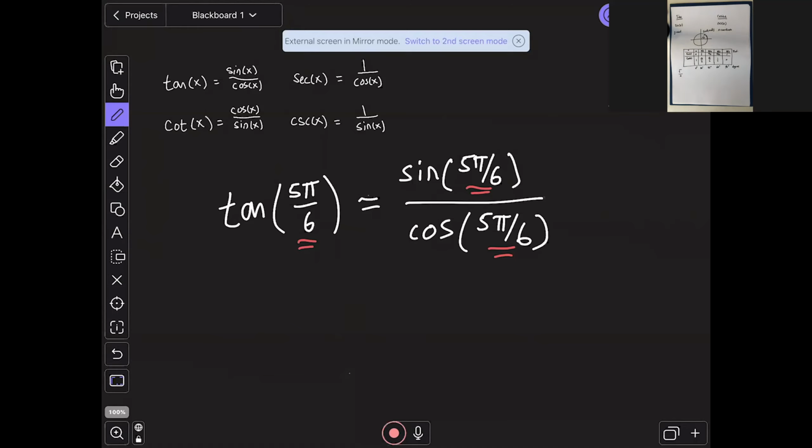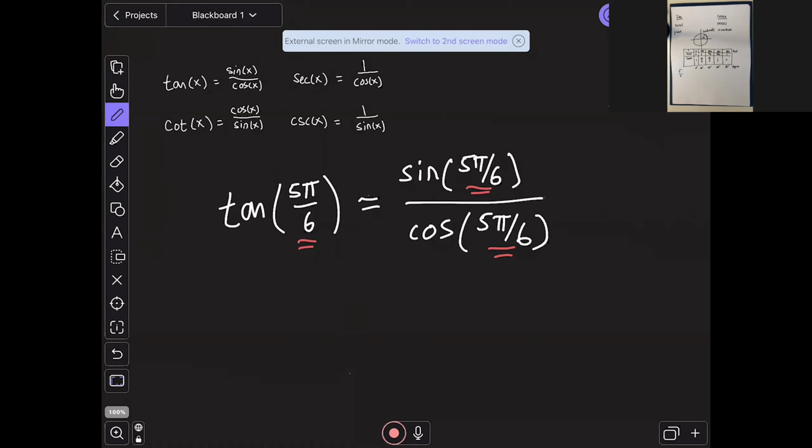All right, so I'm also looking at the chat here, if people want to have it in the chat. So if we think about our chart, if I go over here to my chart, 5 pi over 6 isn't in this chart, but I can use that to help me out.